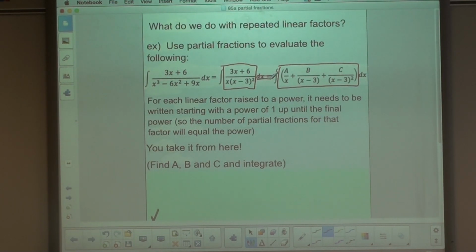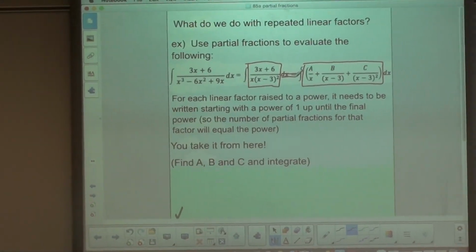Oh, good question. No, just two of them. So the LCD for this, would it be x times x minus 3 times x minus 3 squared, or just x times x minus 3 squared? X times x minus 3 squared. Yes.